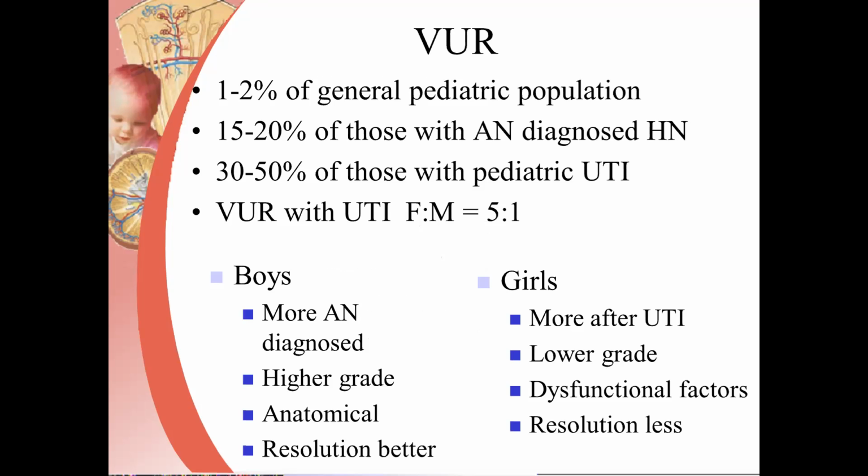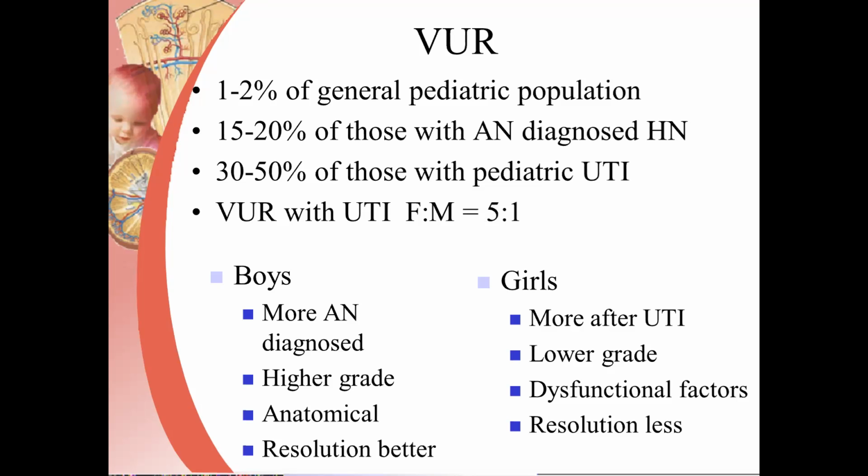Now coming to vesicoureteric reflux. Now 1 to 2% of the general population may have vesicoureteric reflux. 15 to 20% of those with antenatally diagnosed hydronephrosis have vesicoureteric reflux, and 30 to 50% of those who present with a urinary tract infection may have vesicoureteric reflux. So urinary tract infection and vesicoureteric reflux, it can be a dreaded combination. It has got a higher female preponderance.